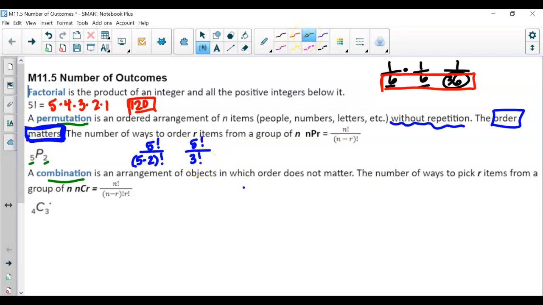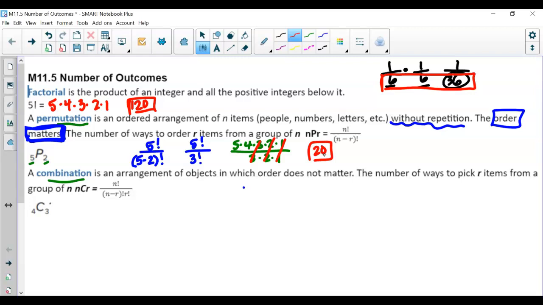So when we solve these, 5 factorial, remember, that's 5 times 4 times 3 times 2 times 1. Then we're dividing by 3 factorial. Well, that is 3 times 2 times 1. So notice how these values cancel out. We're dividing, and really, it's just 5 times 4, which is 20. So in this case, there would be 20 ways of making the groups.